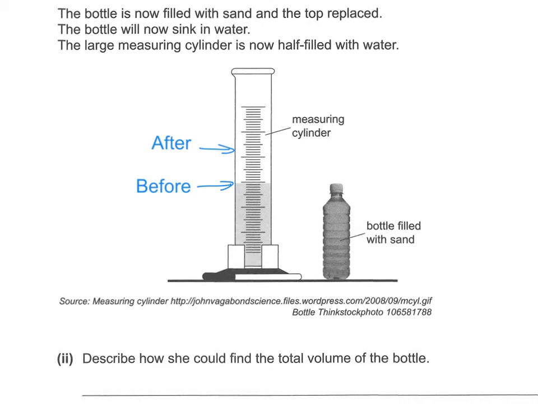So you need to write a very short method explaining that you read the cylinder now before you put the bottle in, record that value, you read it again after you've put the bottle in and record that value. You then find the difference between the before and after so that you can figure out the volume of the bottle itself.